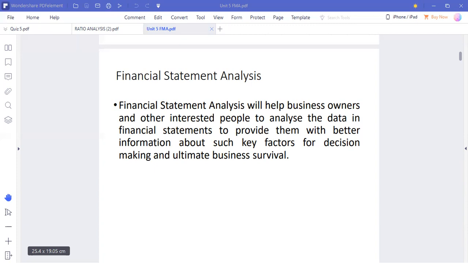Remember, firms exist in an organization for three primary reasons. Number one, for profitability, to make a profit. Number two, for survival, to ensure that they survive. And number three, to have a large market share.